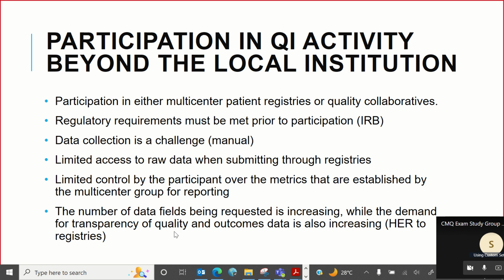And the demand for transparency of quality and outcomes is also increasing. So the author actually shared an example of how they worked on that and how now they use a certain process to automatically collect the data from the electronic healthcare record and then push it to the registries, to eliminate some of those challenges that were happening initially with the data collection and the data uploading, and also to be able to meet the demand of increasing data fields and data requests.